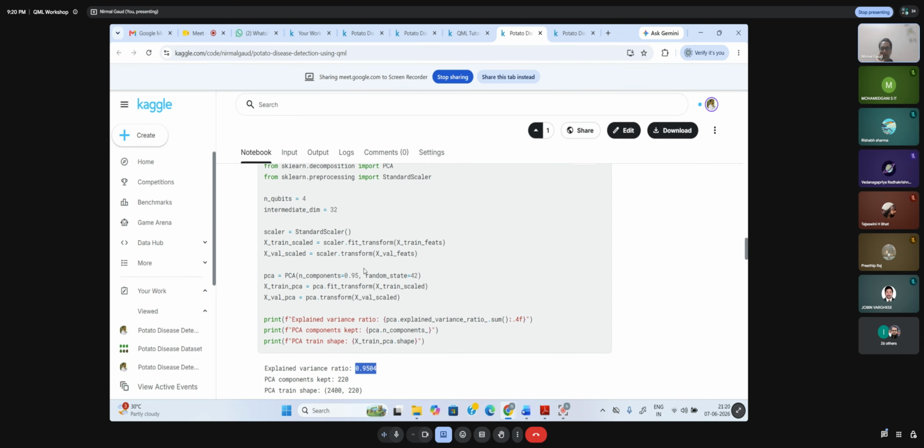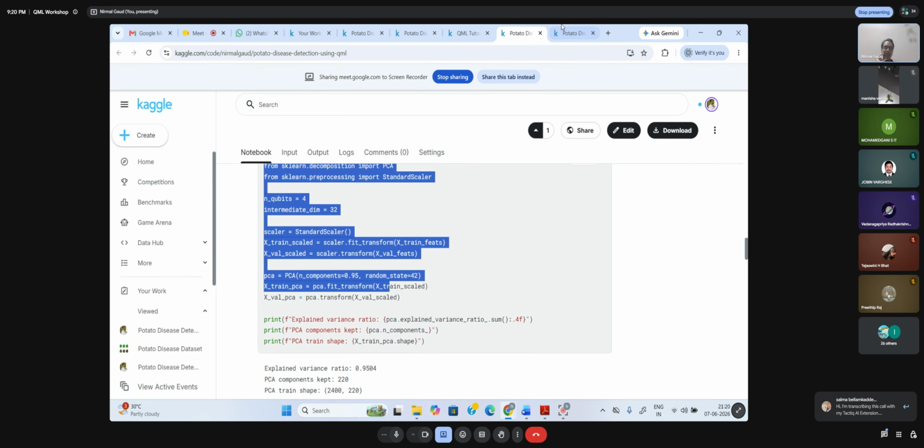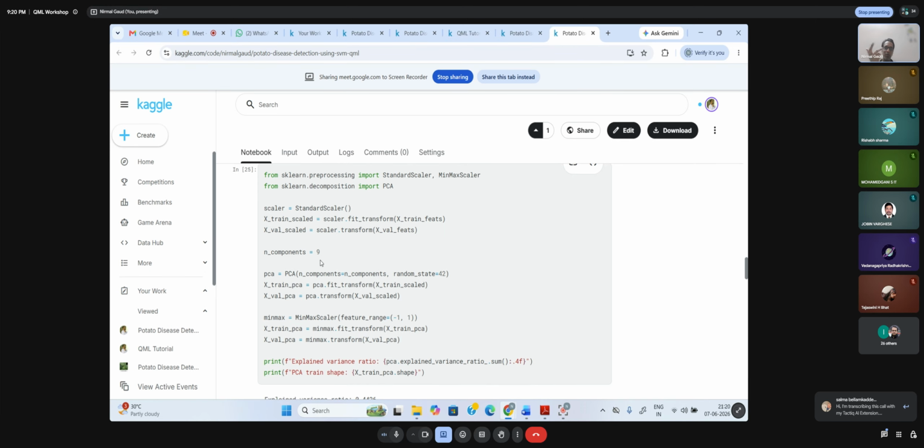So you do one thing, copy paste this entire code and paste it here. Or alternatively, instead of 9, you change it to 0.95. That will be fine.